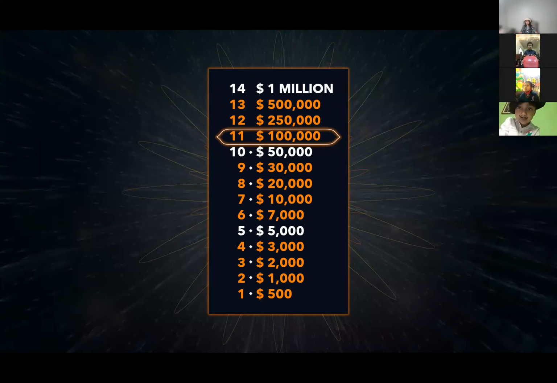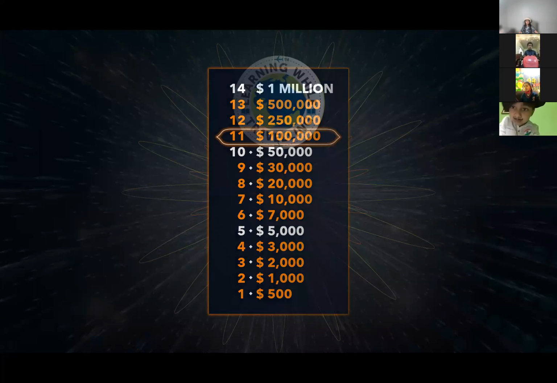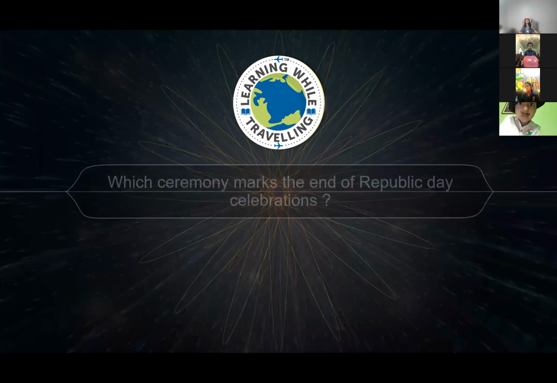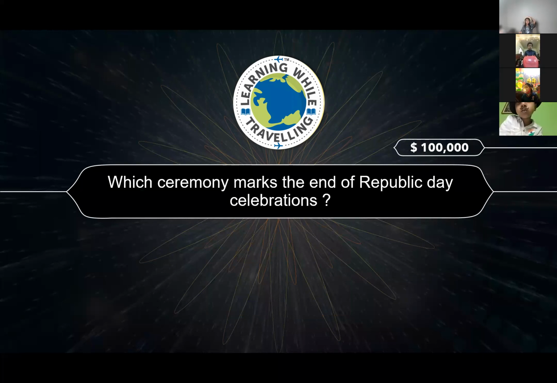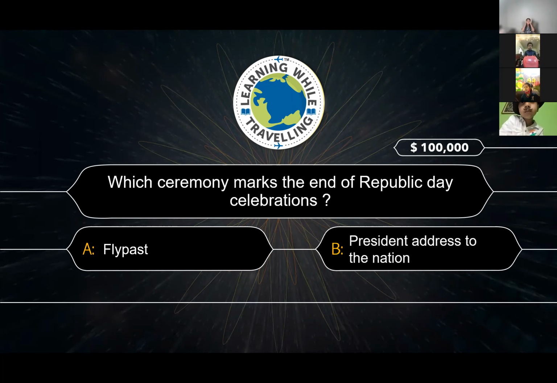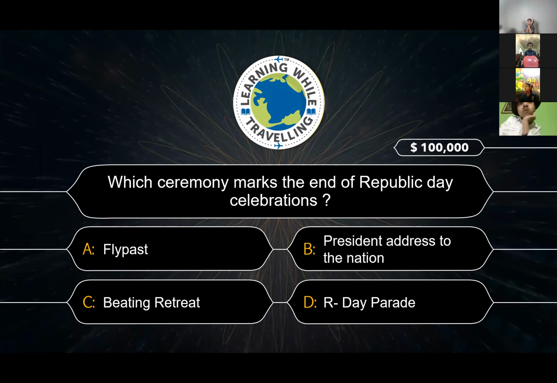Eleventh question is for $100,000 points. Which ceremony marks the end of Republic Day celebration? Options are A. Flypast, B. President's address to the nation, C. Beating Retreat, D. R-Day parade.